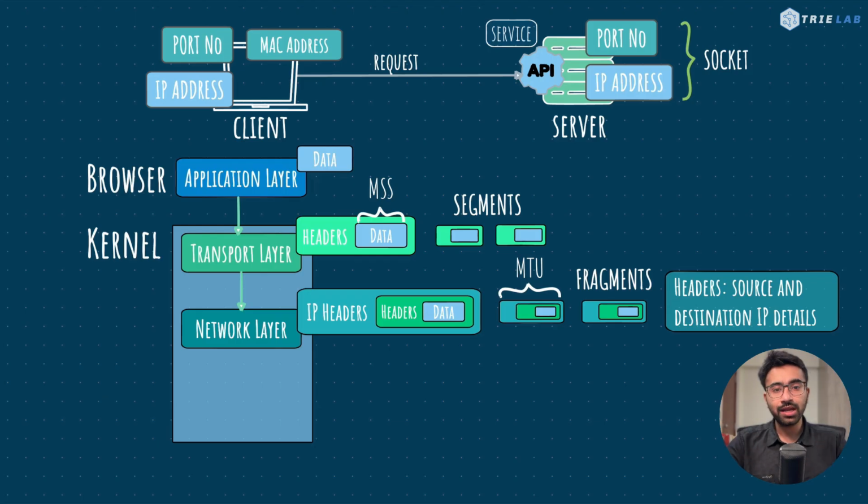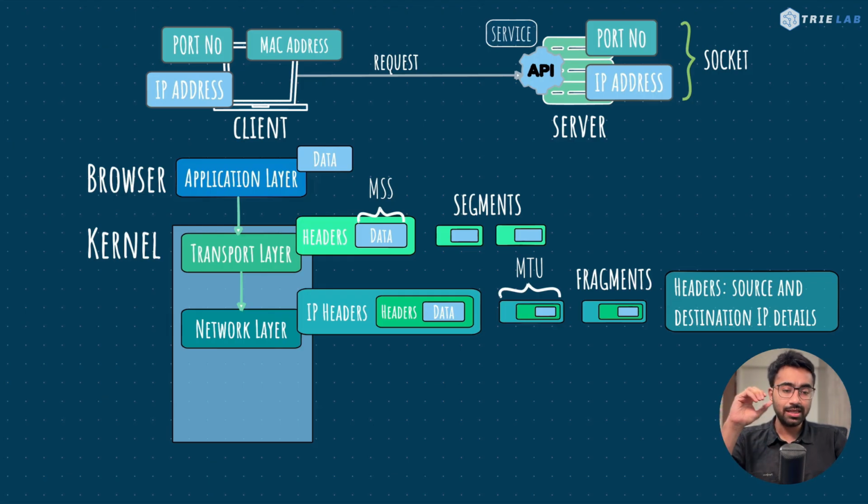Now the network layer will split the segments into multiple parts depending on the maximum transmission unit of the network protocol that we are using. For example, if we are using IPv4, it will have a different MTU than IPv6. We'll see a bunch of network layer protocols in this video as well.